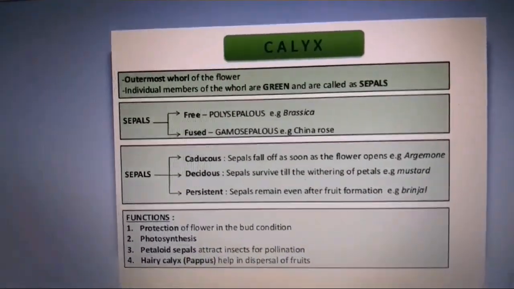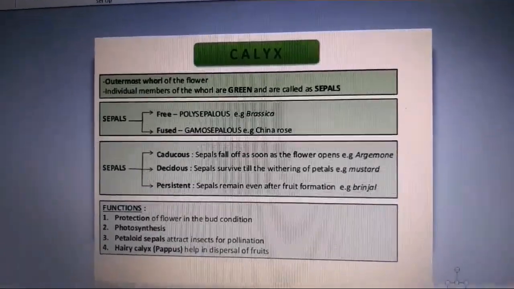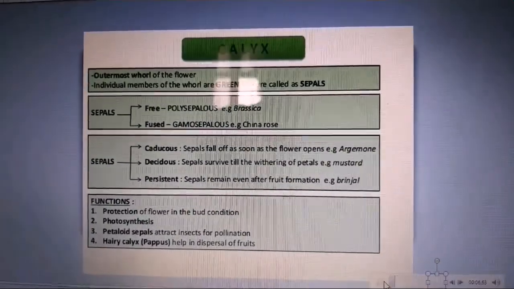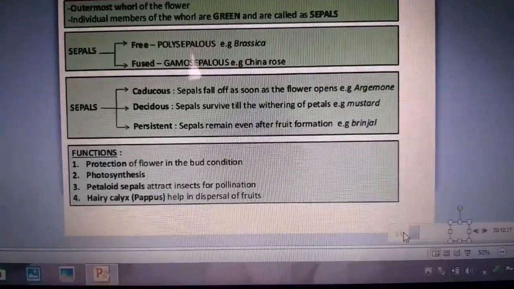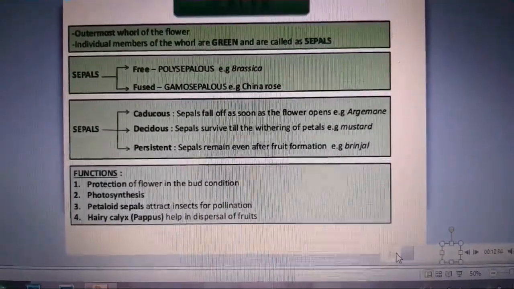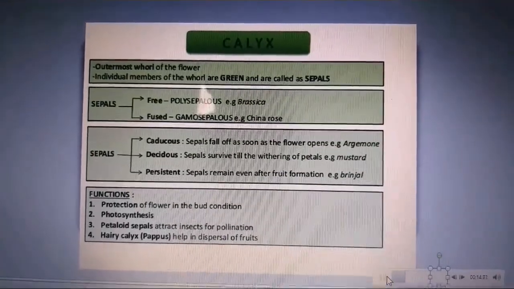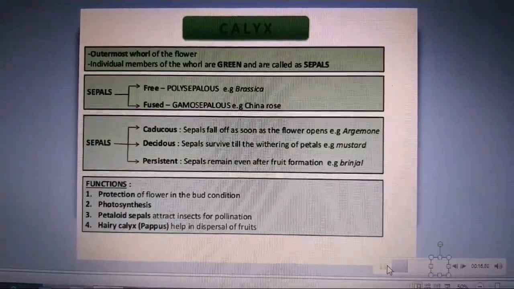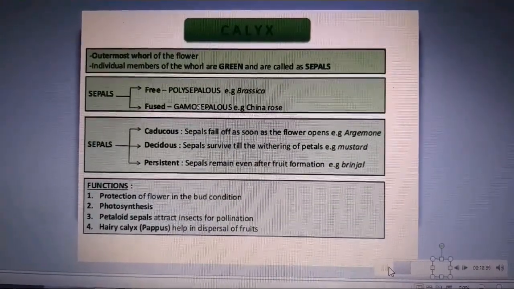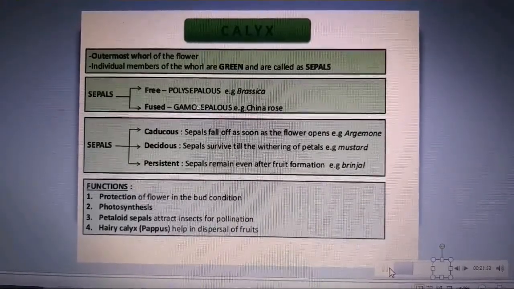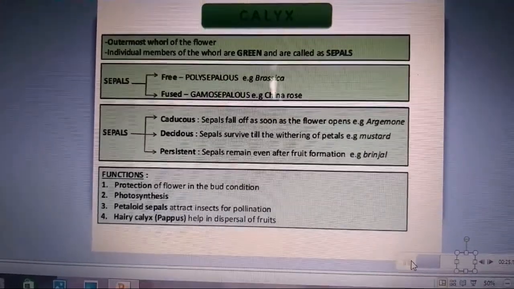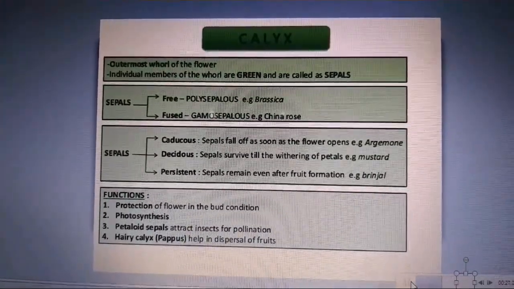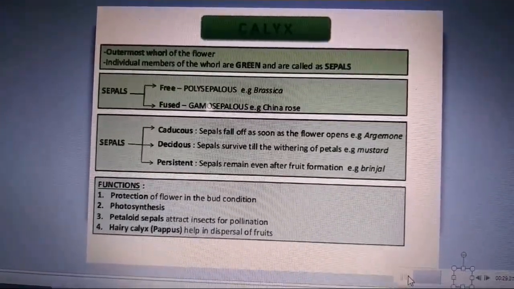Calyx, it is the first non-essential floral wall. It is the outermost part made up of sepals and green in color. Sepals. When sepals are free in calyx, it is called as polysepalous calyx, and when these are fused, it is called as gamosepalous calyx. For example, China rose.